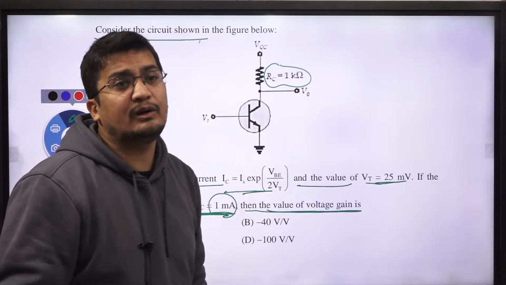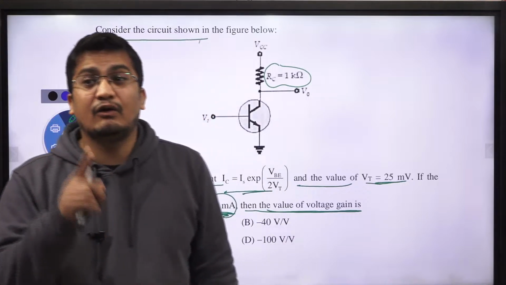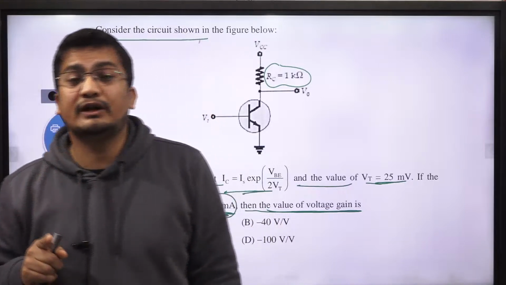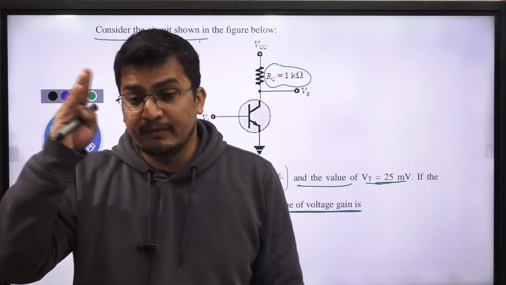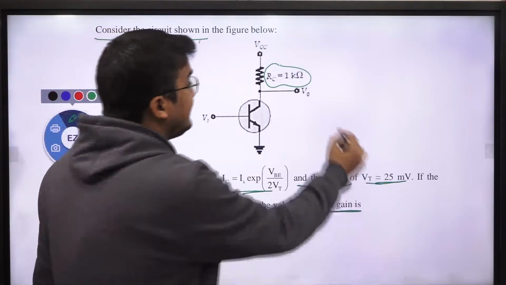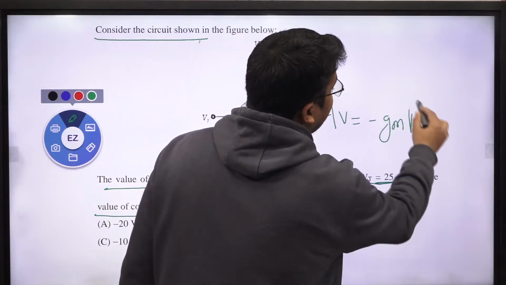Again, when I teach analog electronics, I always ask students to remember the standard formulas. What is the voltage gain for the common emitter without RE? What is the voltage gain for the common emitter with RE? What is the voltage gain for a common base? What is the voltage gain for common collector? Yes, I agree with you people. The voltage gain AV will be minus gm RC.